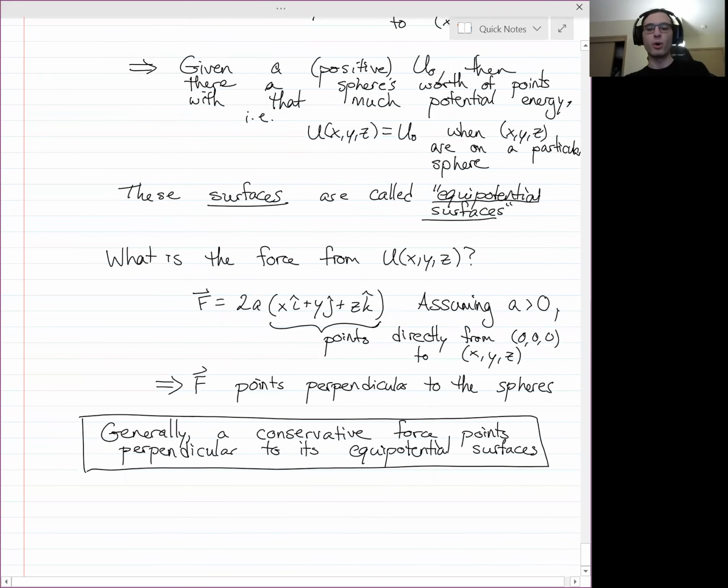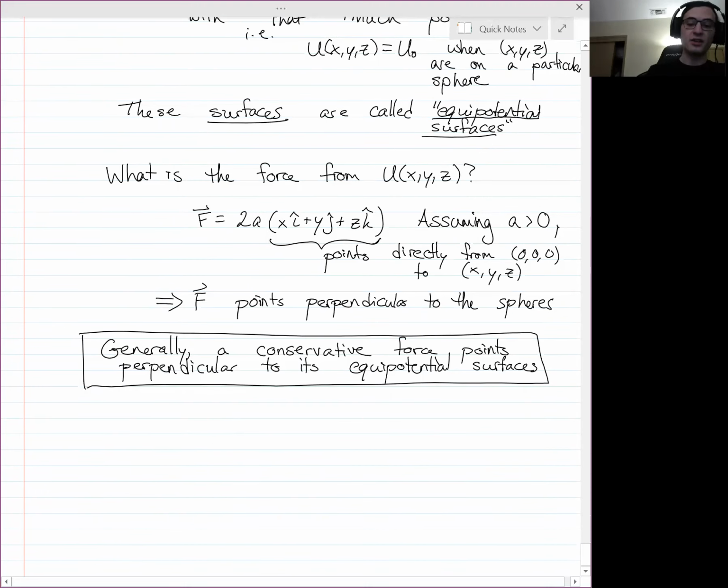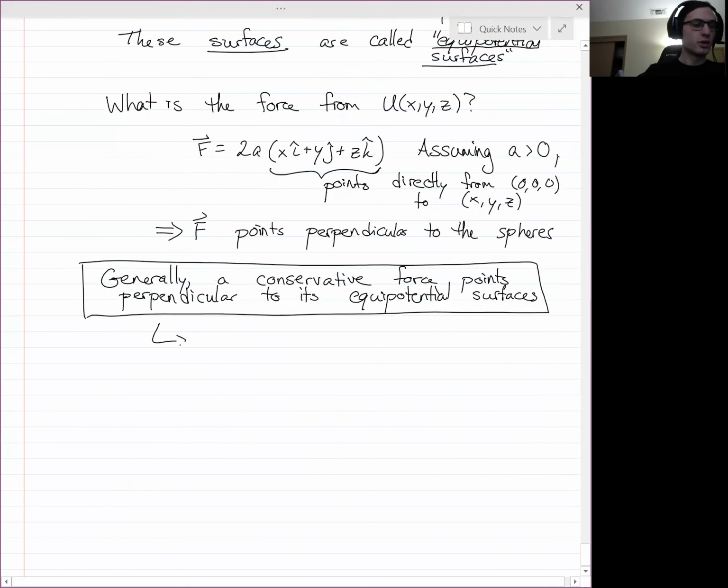In general, any sphere inside of another sphere has a larger potential energy because its distance is smaller. It turns out that, again, generally, the force vector also points from greater potential to lower potential. That's also always true, just like it is here.